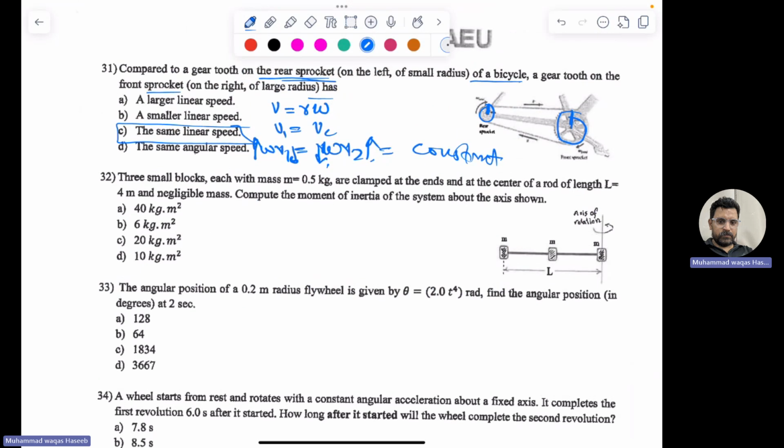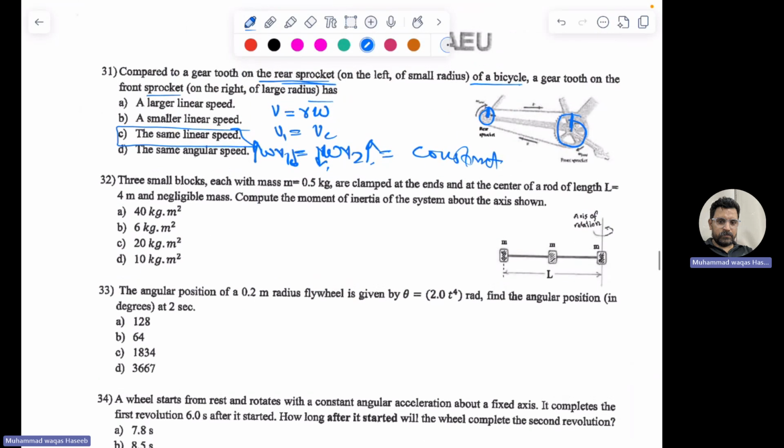Next question is interesting. Three small blocks, each of mass m kilogram, are clamped at the ends and at the center of a rod of length 4 meter, negligible mass. Compute the moment of inertia. So the axis of rotation is over here. The total moment of inertia is m r1 squared plus m r2 squared plus m r3 squared.